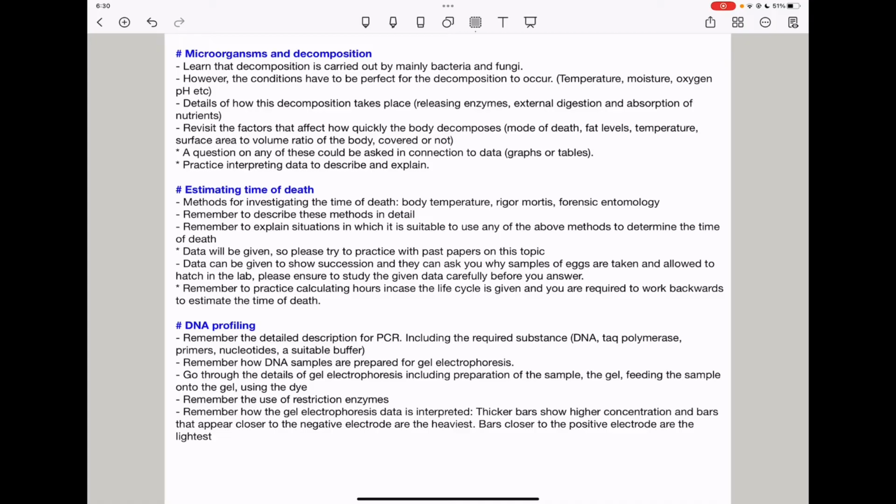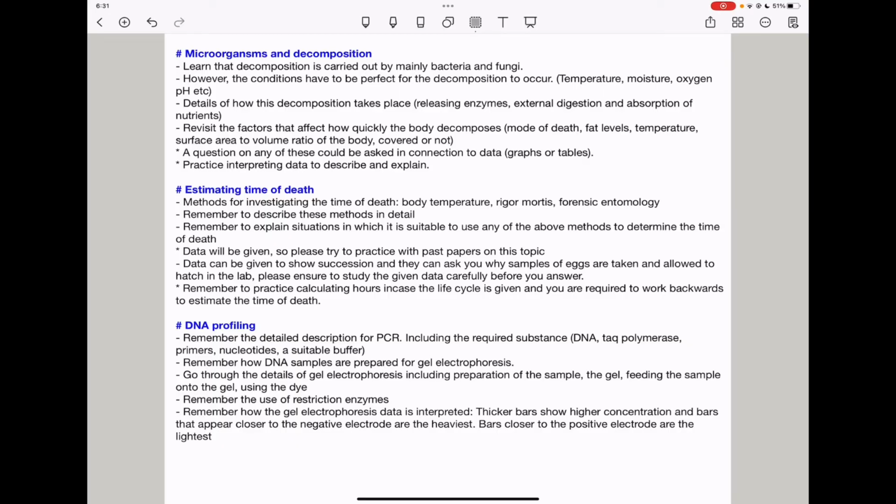Remember to revisit the factors that affect how quickly the body decomposes. Remember mode of death, the fat levels, temperature. The higher the temperature, the higher the rate of decomposition until the optimum is reached. They could talk about surface area to volume ratio of the body, then whether the body was covered or not. Questions can be asked, and these could be connected to data or graphs, so ensure you fully practice with past papers. The next part is estimating the time of death.